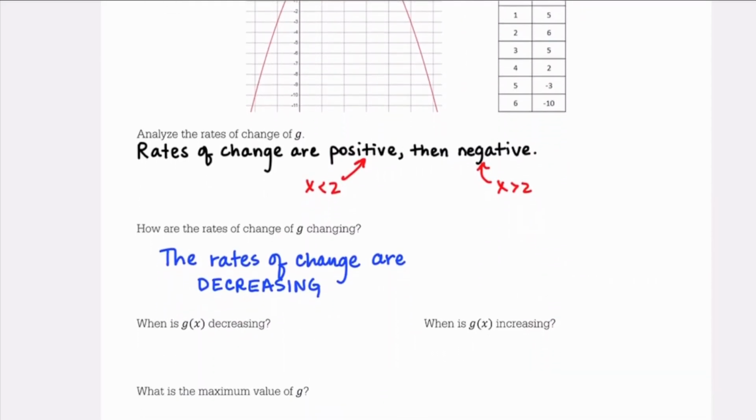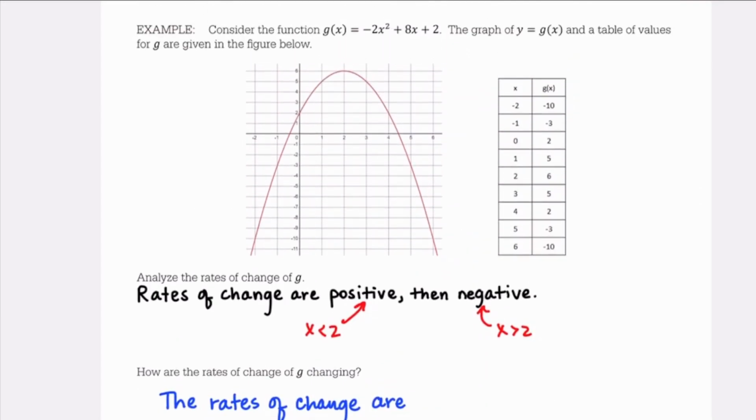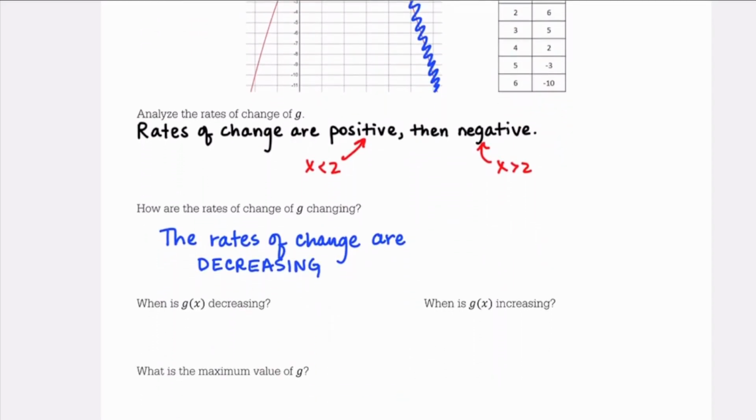Now, if we asked where g itself was increasing and decreasing, that's where we're starting to get into the language thing. And I think that's going to be the most challenging aspect of these problems for you, unpackaging or decoding the language of the question. Because we just said the rates of change are decreasing, but g is going to be decreasing in entirely different places. Remember, g decreasing is where as we move left to right on the graph, we're moving downhill. So that's going to be over here, where x is greater than 2. And we also said earlier that's where the rate of change is negative.